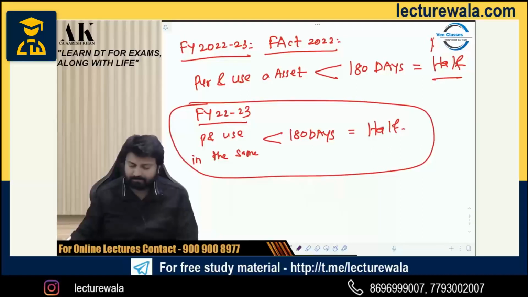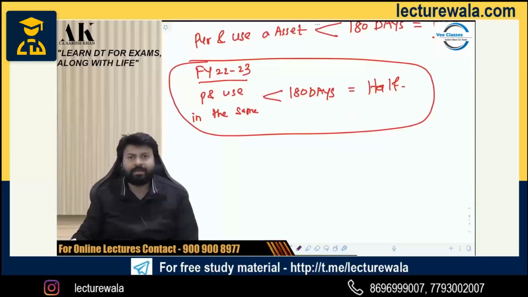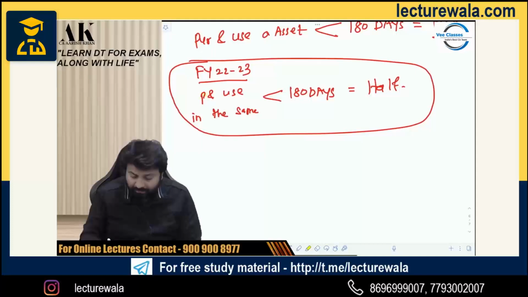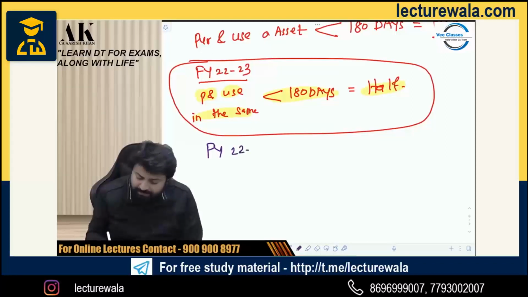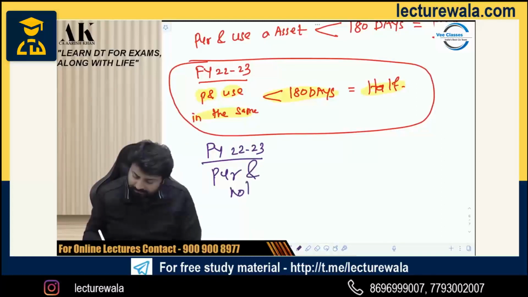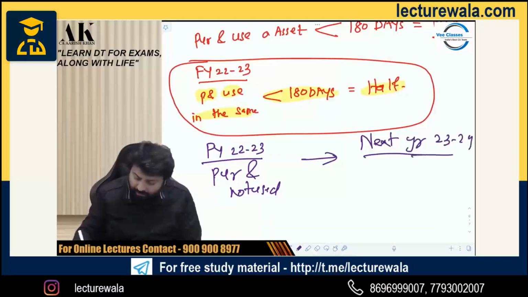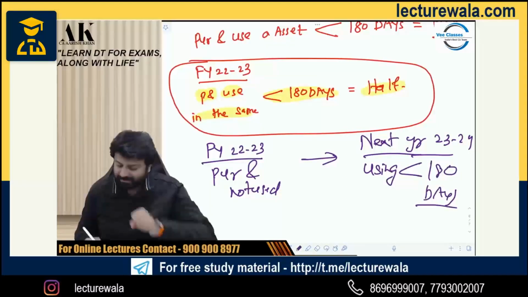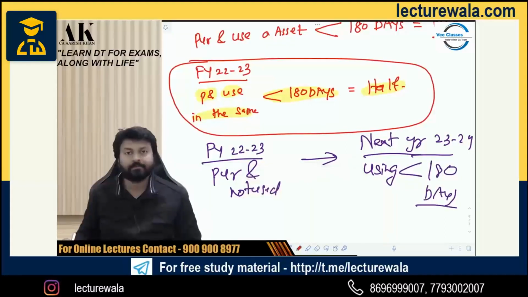Now listen carefully, which you should be knowing. Otherwise ICAI will play a game with you. So if you purchase and use in the same year, and if it is used for less than 180 days, it will become half. But suppose you have purchased in one year and not used, but in the next year, that is in 23-24, you are using, and in the next year you are using for less than 180 days, then what will happen? Listen carefully now. This is the place where students can make a mistake.